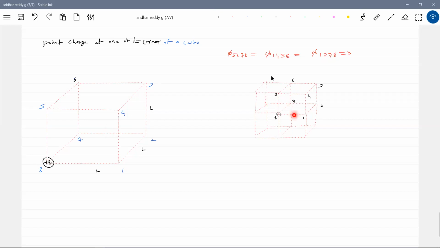Another 4 cubes I could not draw. If you have any cubes at home, you can assemble them. So the point will become the center of 8 cubes. Let the point be the center of 8 identical cubes. Now what is the flux through all those 8 cubes? It will be Q by epsilon naught. How much will link each cube? 1/8 of it.